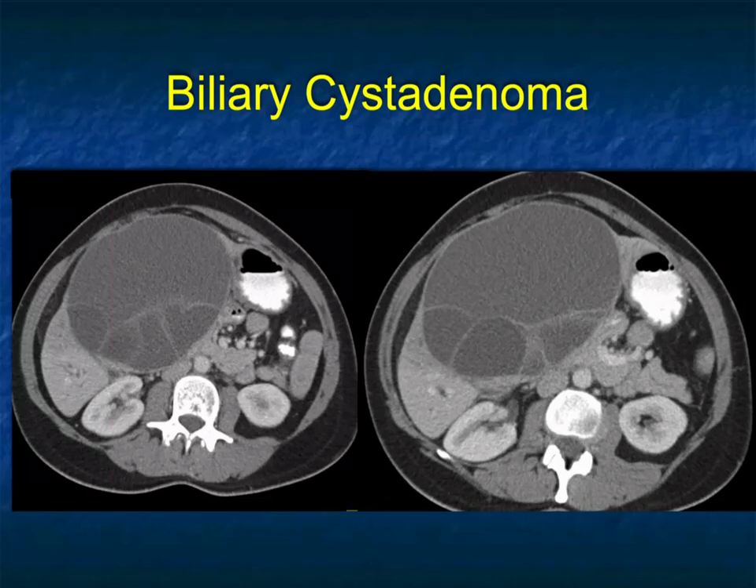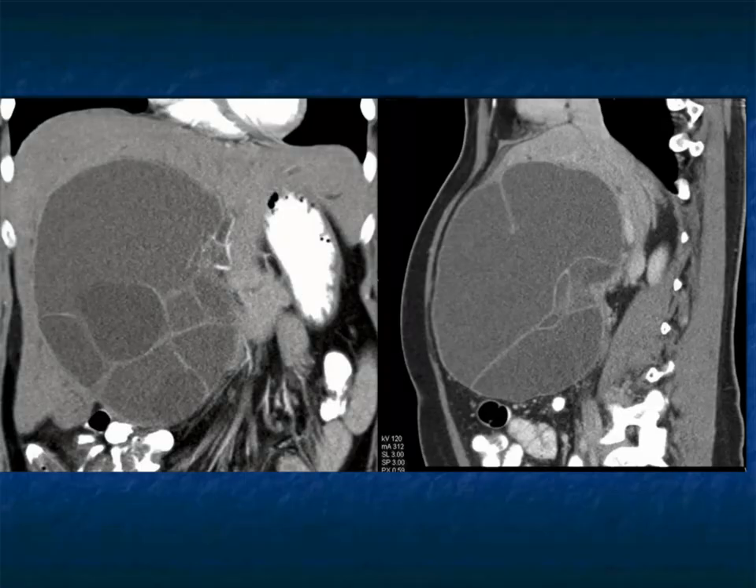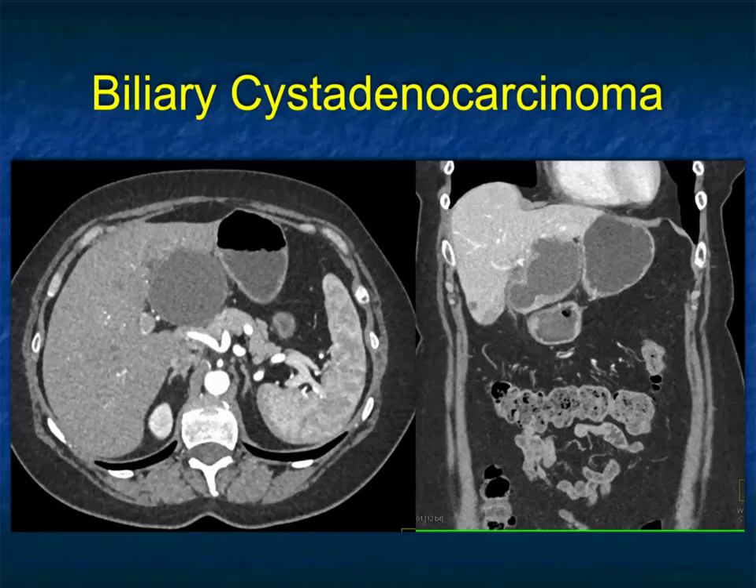Here's another biliary cystadenoma, again very similar. Large cystic lesion, well-defined, multiple septations. Here it is on the coronal view. Again, if I had to do a differential, I'd throw hydatid in there. It almost looks like a serous cystadenoma of the pancreas, in fact.